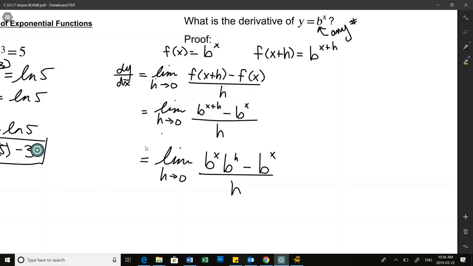So we'll notice here that there is now a common factor between these two terms that I can actually factor out, which is b to the exponent x. So we're going to take that out.